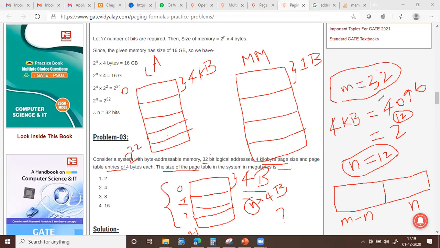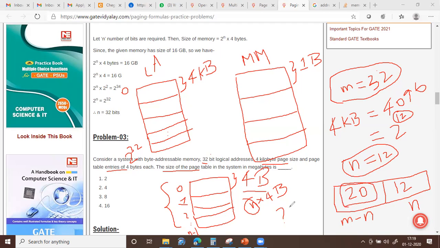So m minus n is what? 32 minus 12 is 20 bits. So the higher order 20 bits will refer to the page number, and the lower order 12 bits will refer to the offset. So 20 bits we have to refer to the page numbers.